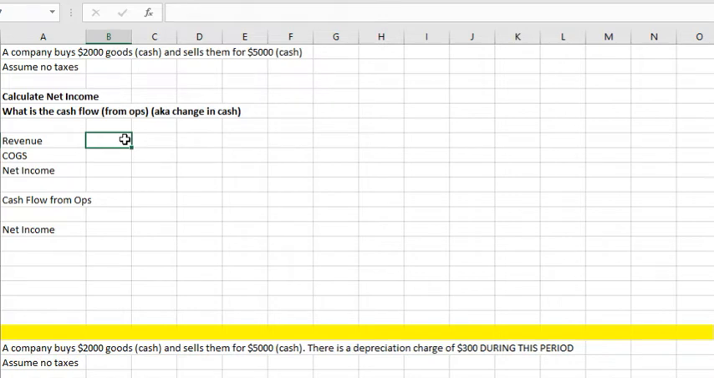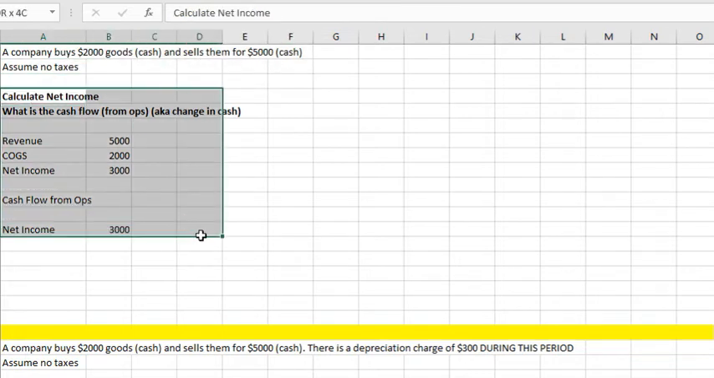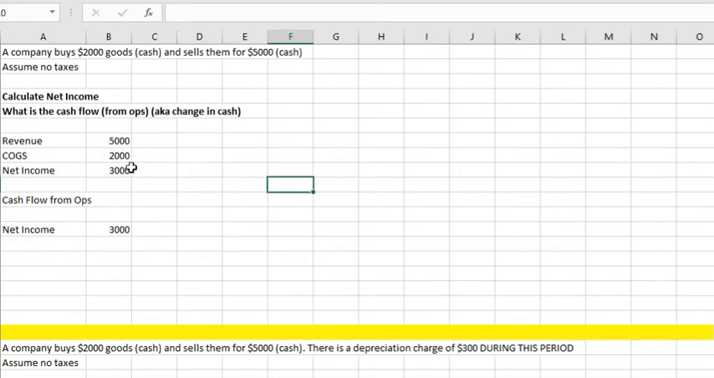We are going to calculate: the revenue is $5,000, cost of goods sold is $2,000. There is no other expense and no taxes. Net income is $3,000. As a result, cash flow from operations is $3,000. So there is no question here, right? Cash flow from operations needs to be $3,000. We don't need to do these steps here, but they are going to come in handy as we expand the same problem.